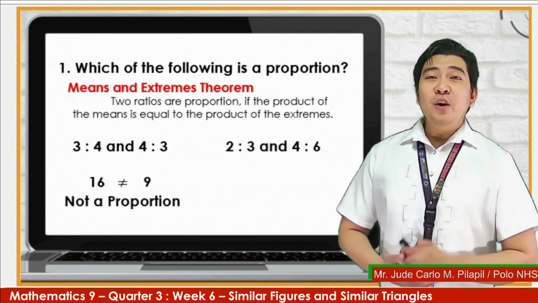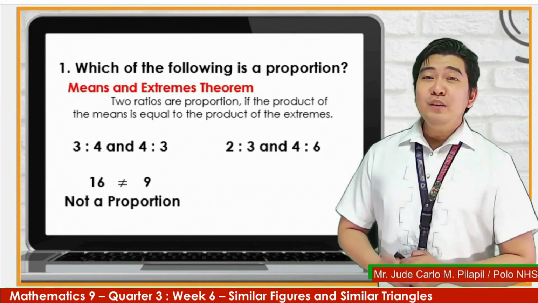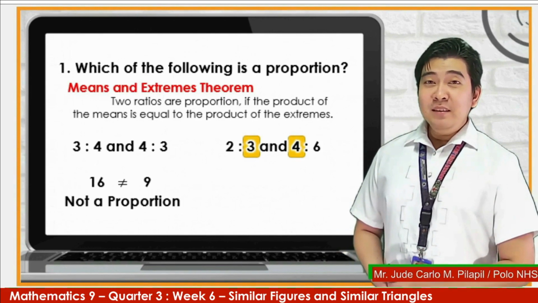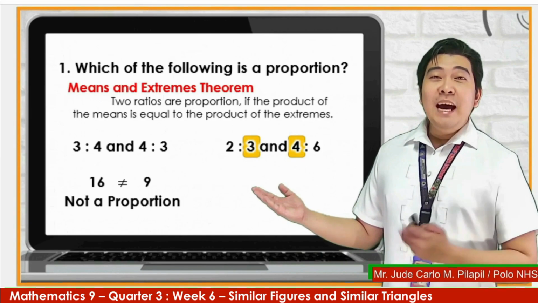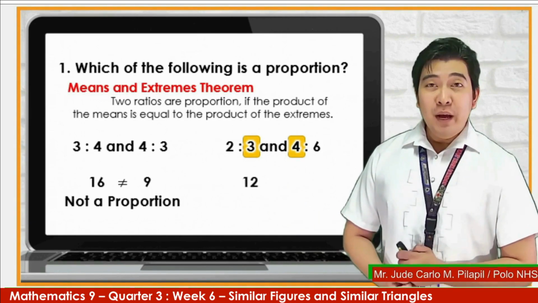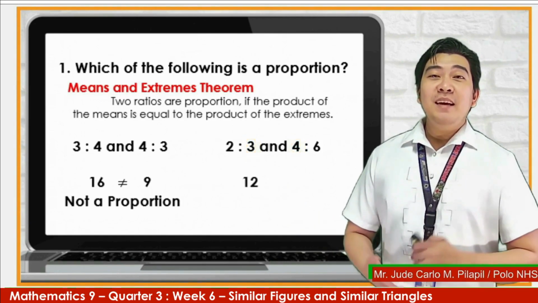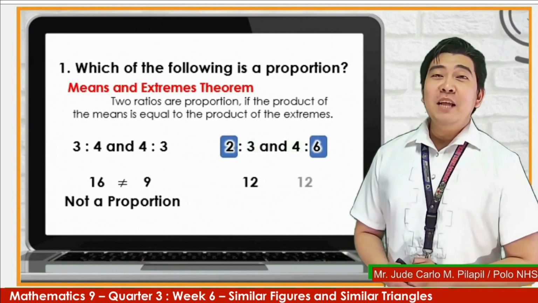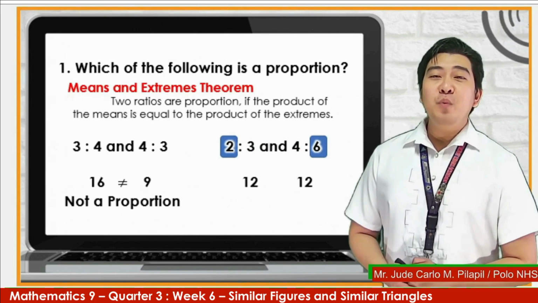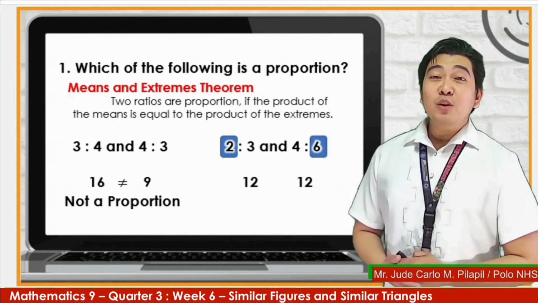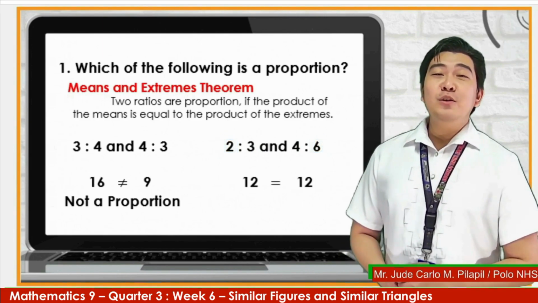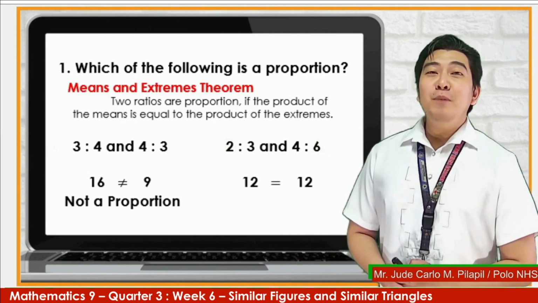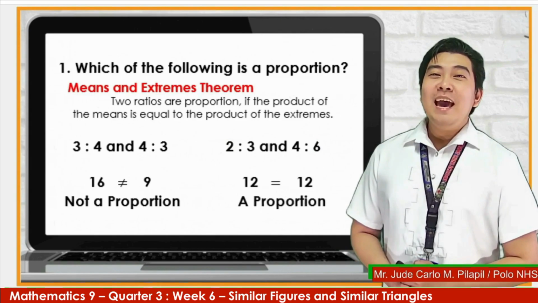The second choice is given by 2:3 and 4:6. Multiplying the means, 4 times 3, will give us the product of 12. Multiplying the extremes, 6 times 2 or 2 times 6, will give us the product of 12. It will result to 12, which is equal to 12. So therefore, we can say that the ratios in the blue path is the correct answer.